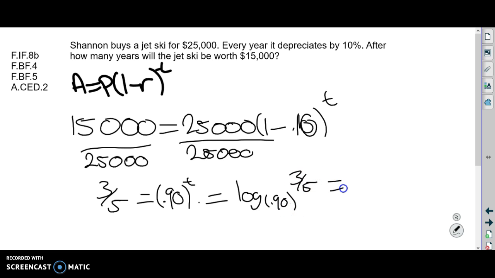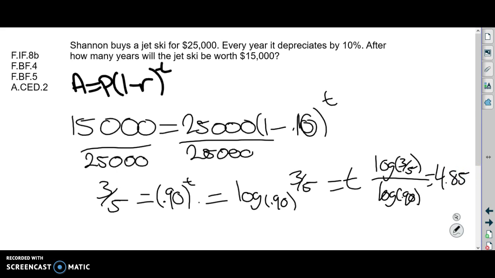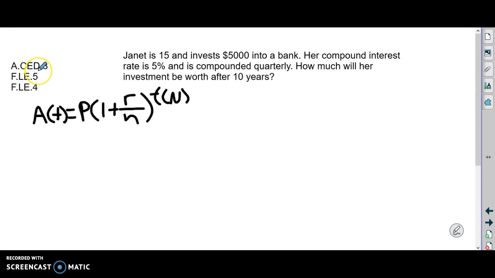of 3/5 equals t. You're going to have to do a change of base because this base is not equal to 10. So you're going to end up with log of 3/5 over log of 0.90 equals 4.85. So the answer for our equation is 4.85 years. So after approximately 4.85 years, her jet ski will be at the value of $15,000.